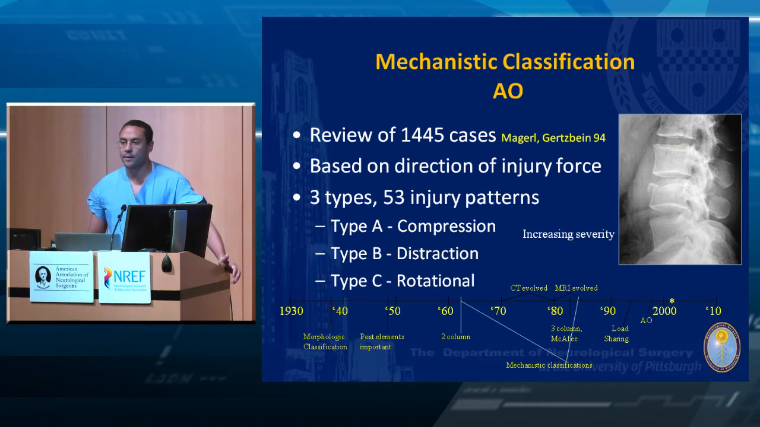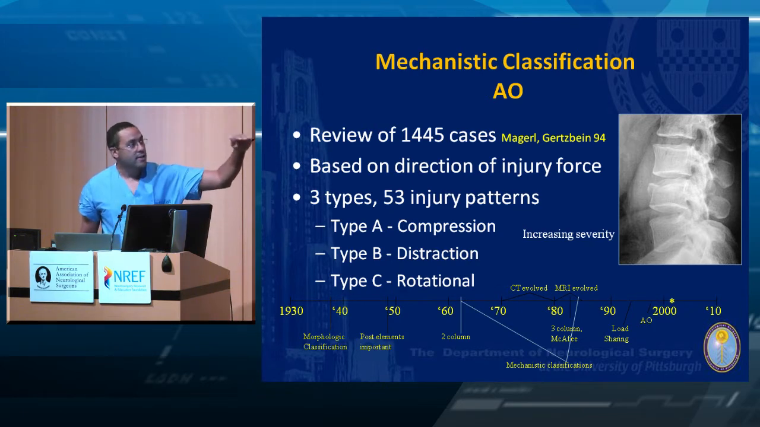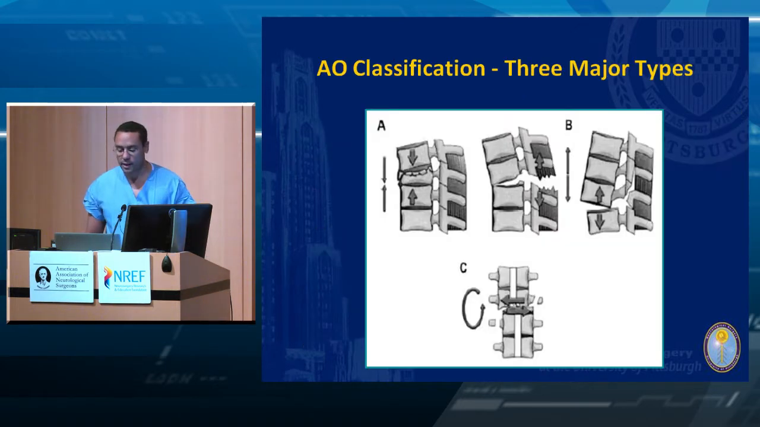Really, what you should understand about the AO classification is that it boils down to 3 injury patterns, which are the compression or type A injuries, the distraction or type B injuries, and the rotational or type C injuries. And you can imagine that as you go from A to B to C, you become more severe in the amount of force that is applied to the spine and the failure of the spine.